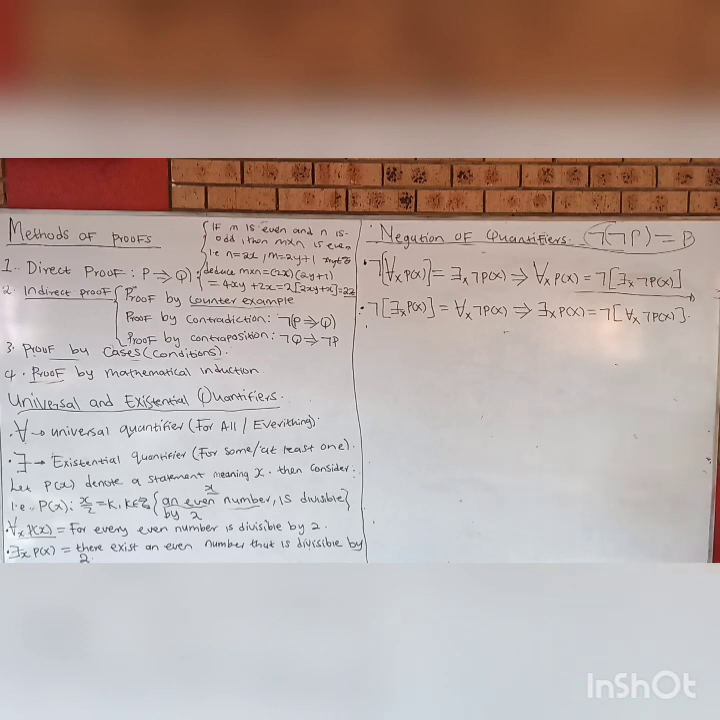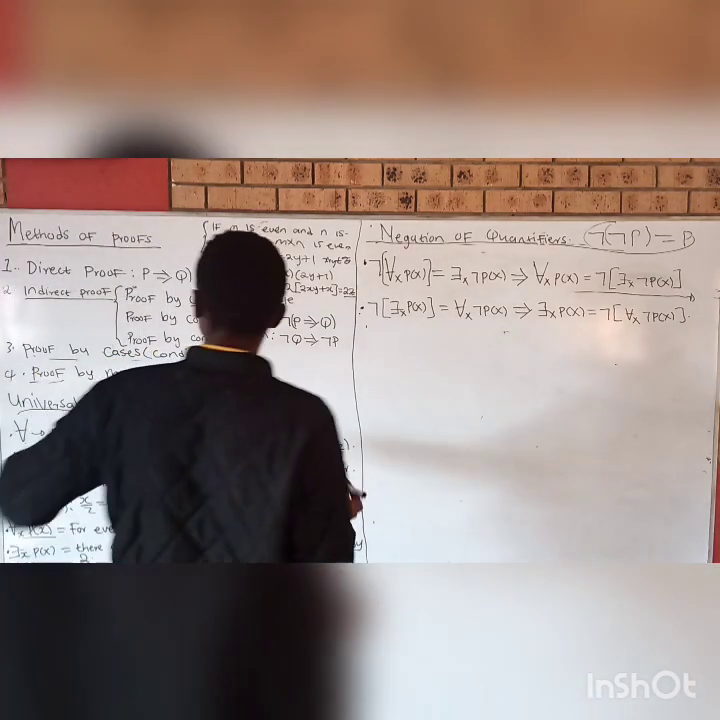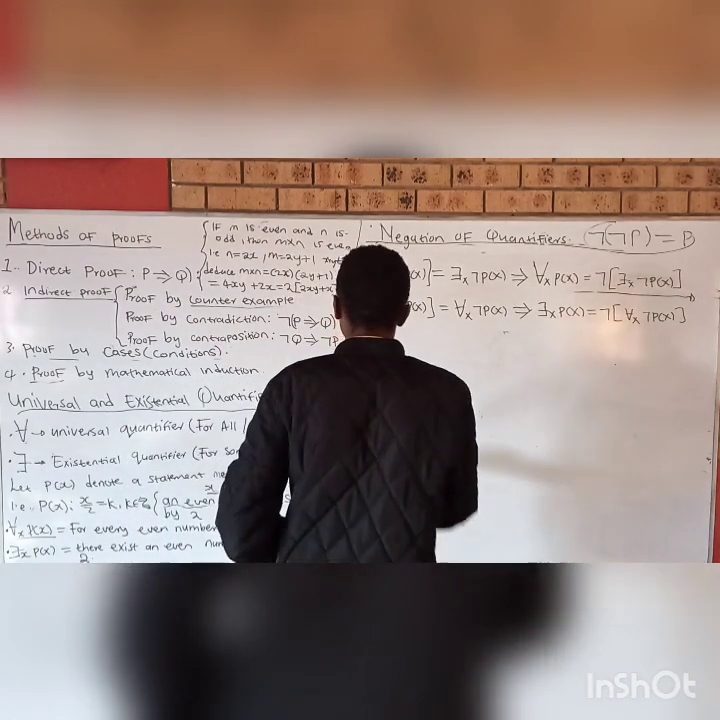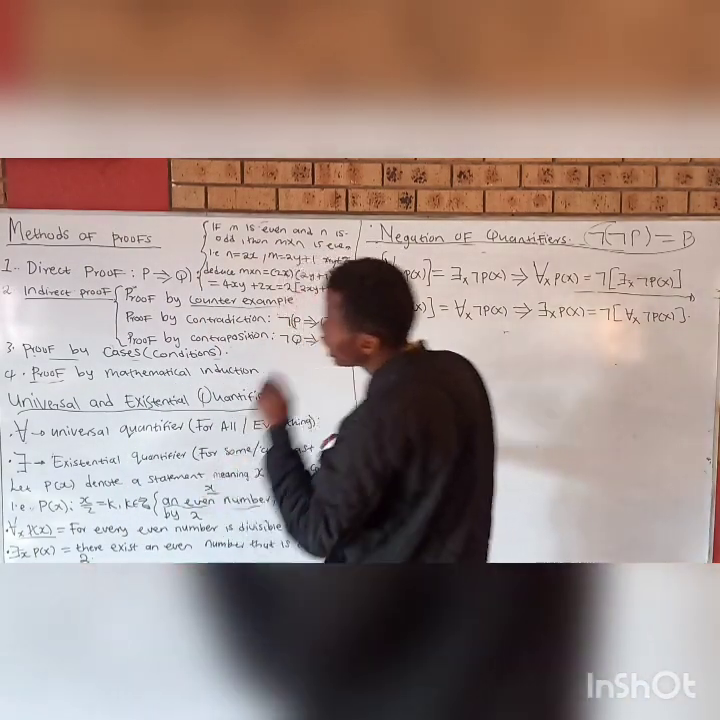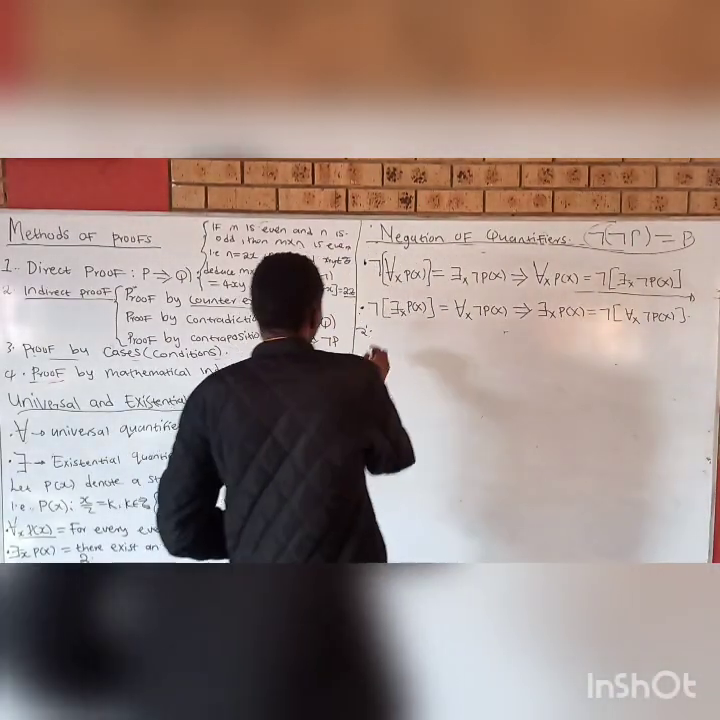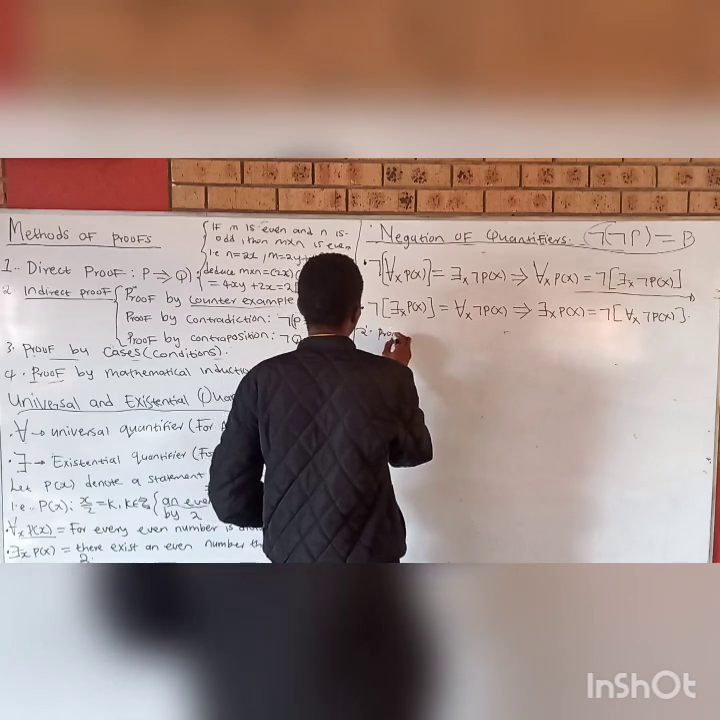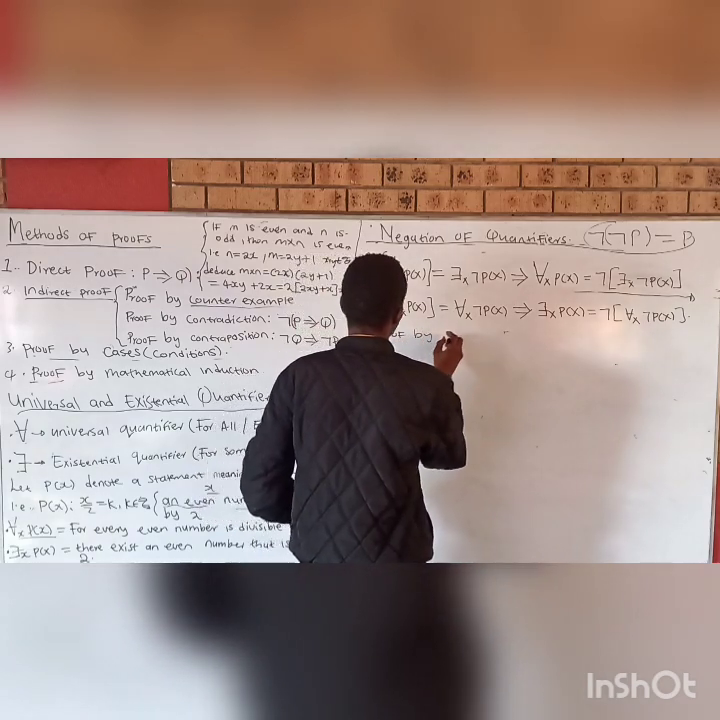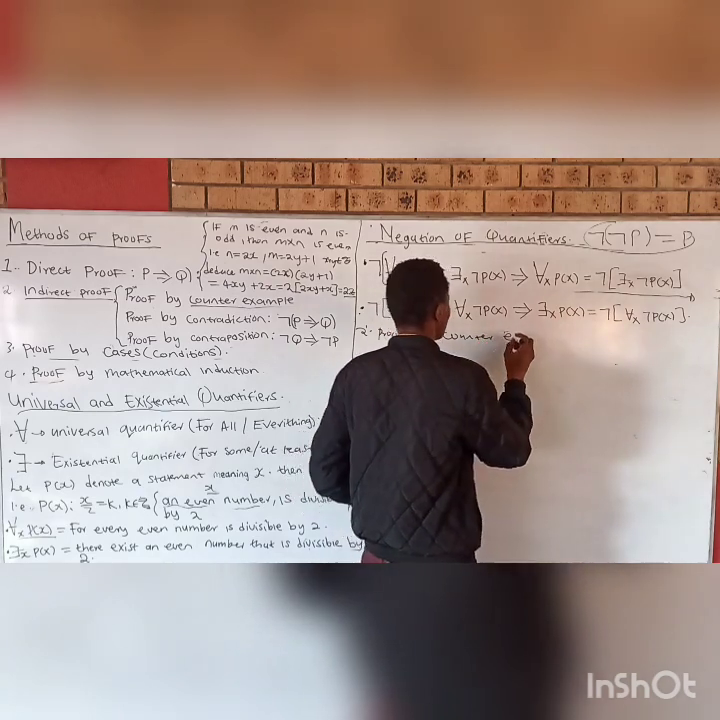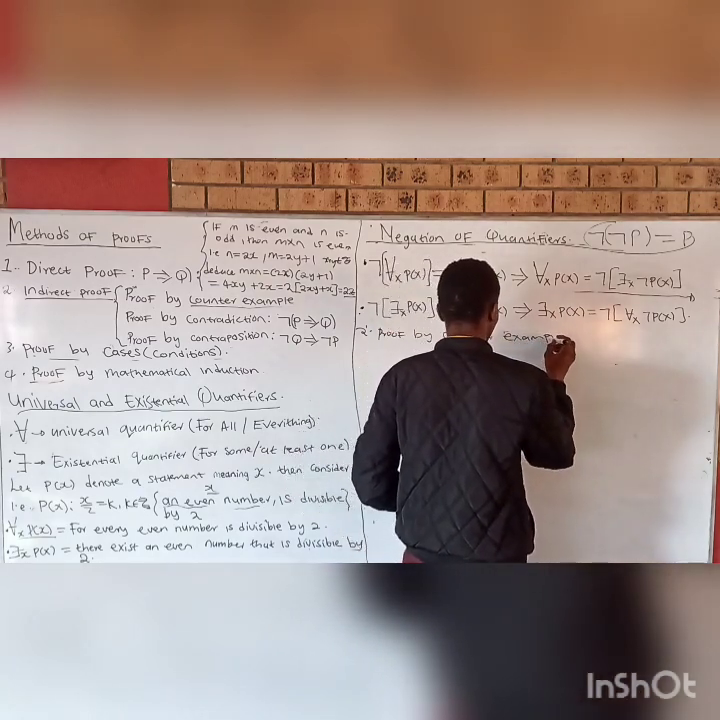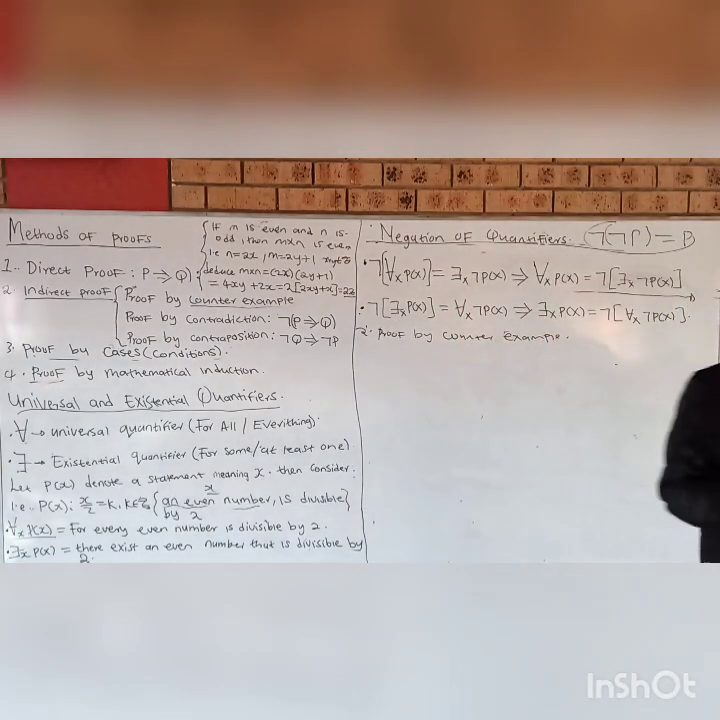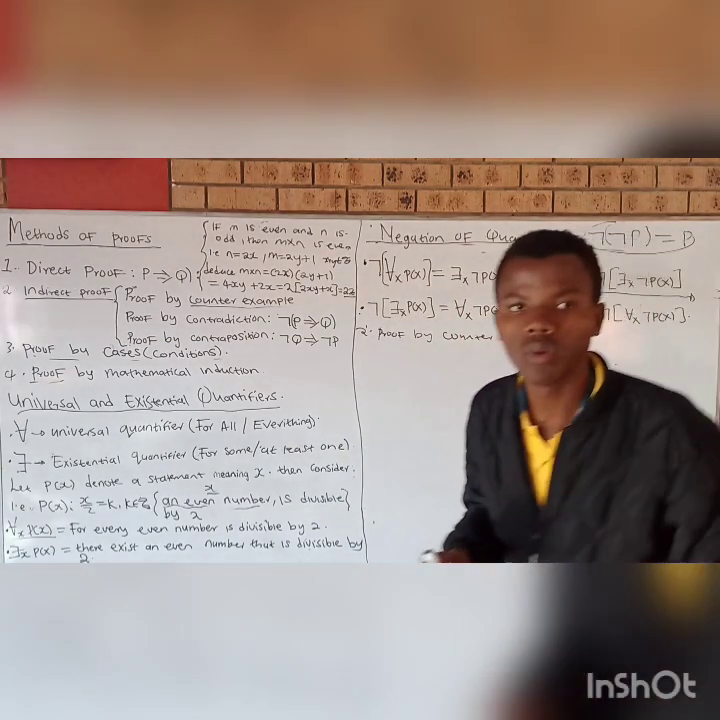So let's proceed. Now, let's go to number two. Direct is fine, it's not a problem. Indirect proof. So under indirect proof, let's first talk about proof by counterexample. So here, we are going to give an example.